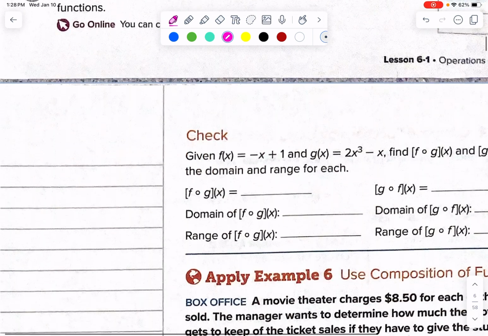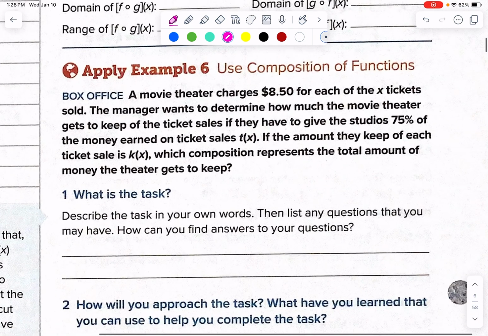Compositions of functions. Okay. All right. Now this is a story problem. This is the last problem. Story problem that has to do with why composition of functions is a good thing, or why we need to use it.